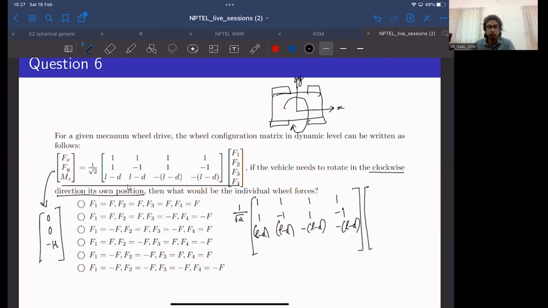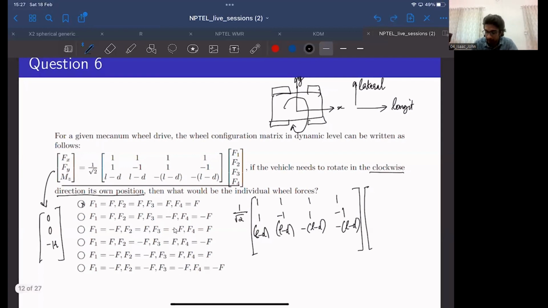So again, if we are going through the first option, we have already ruled out that all forces being positive and equal will only result in the robot moving along the longitudinal direction. So we'll rule out the first option. And what about the second option? Plus F, plus F, minus F, minus F.